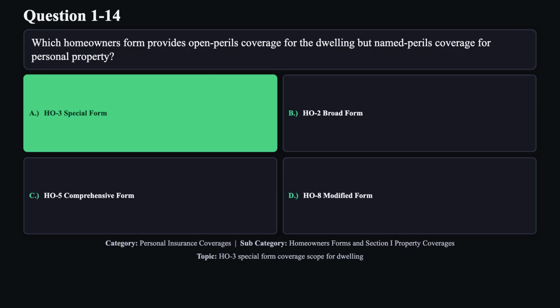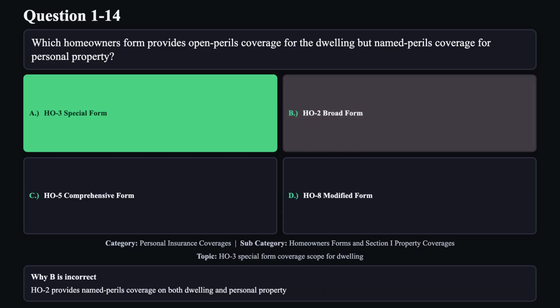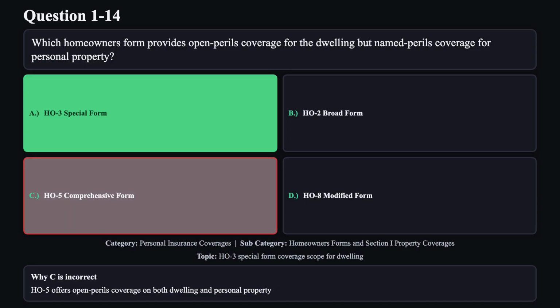The correct answer is A. The HO3 special form insures the dwelling and other structures on an open perils basis while limiting personal property to named perils. Reason B is not correct. HO2 provides named perils coverage on both dwelling and personal property. Reason C is not correct. HO5 offers open perils coverage on both dwelling and personal property.